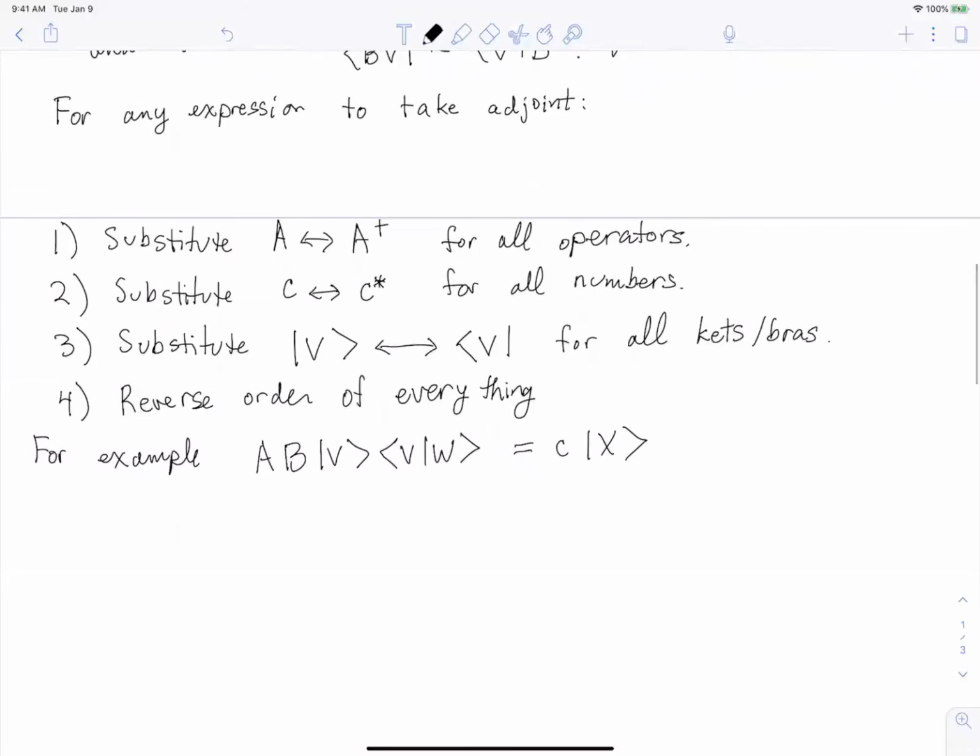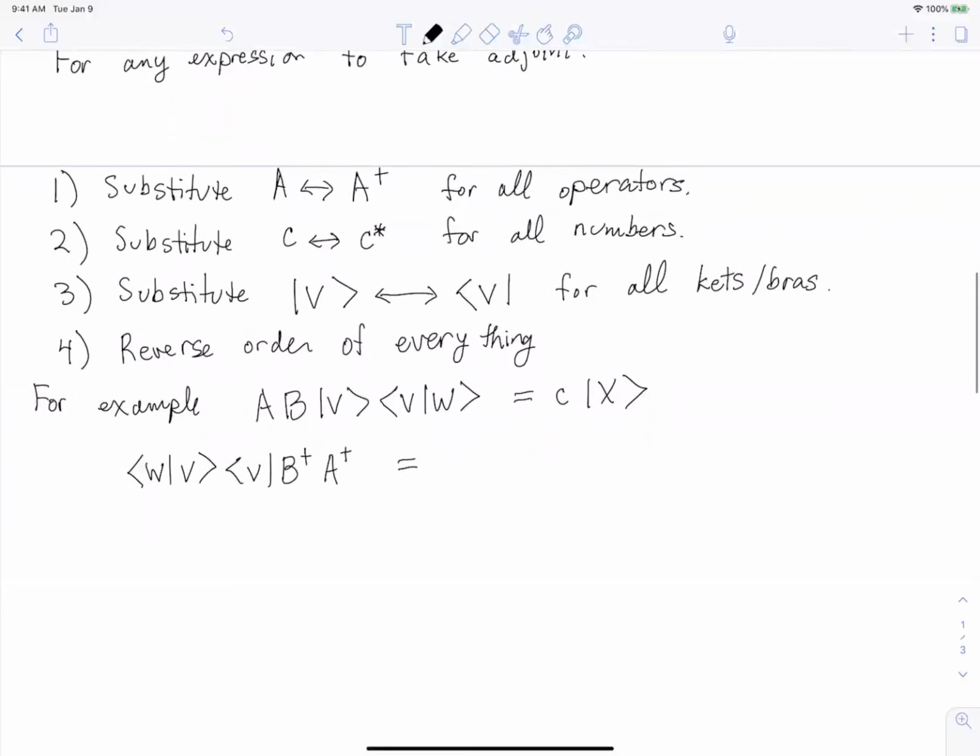But now if I take the adjoint on the left side, I start with W because I'm going to be writing things in the reverse order. I change the W ket into a bra. The next thing I write down is the V bra, but I turn it into a ket. The next thing I write down is the V ket, but I turn it into a bra. The next thing I write down is the B operator, but I turn it into a B dagger. And then finally, I write A dagger. So that's the left-hand side.